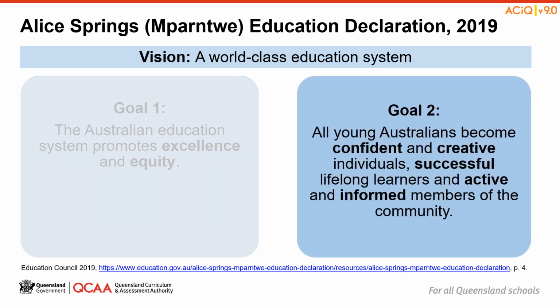The second goal from the Mbarntwe Education Declaration states that all young Australians become confident and creative individuals, successful lifelong learners, and active and informed members of the community. The 3 dimensions of the curriculum and the learning area content presents wonderful opportunities to engage with this goal.